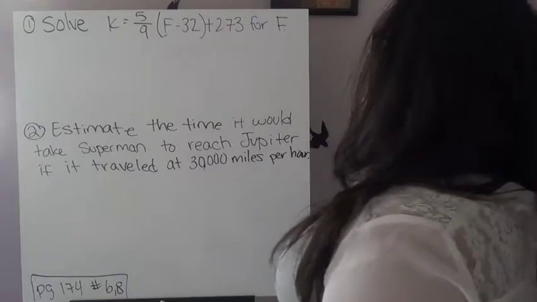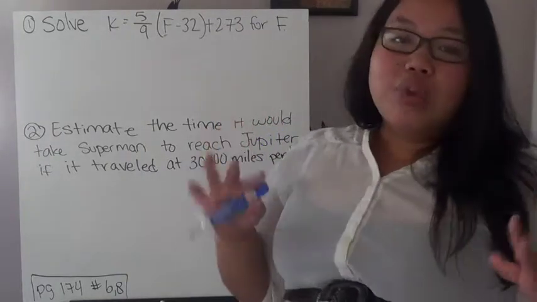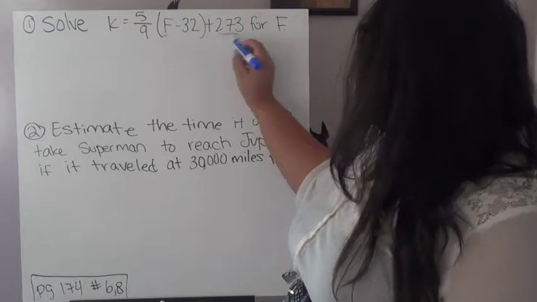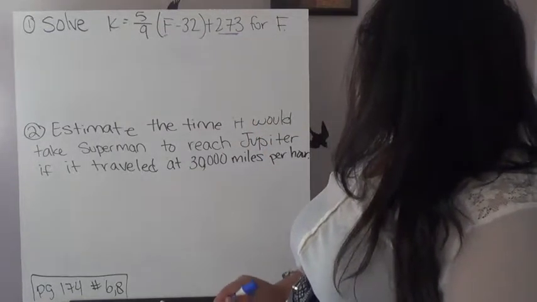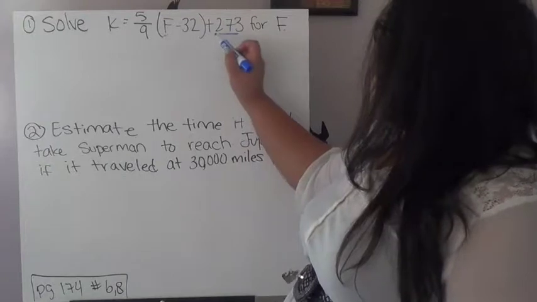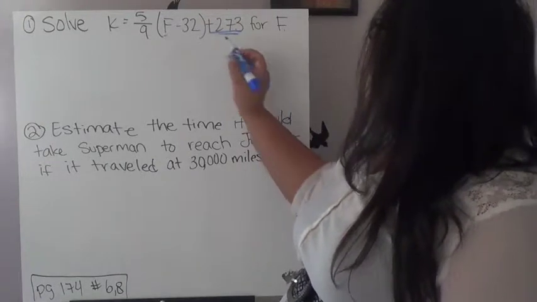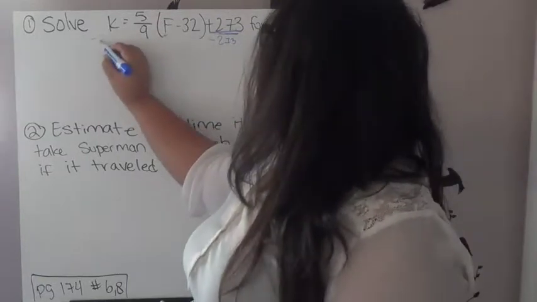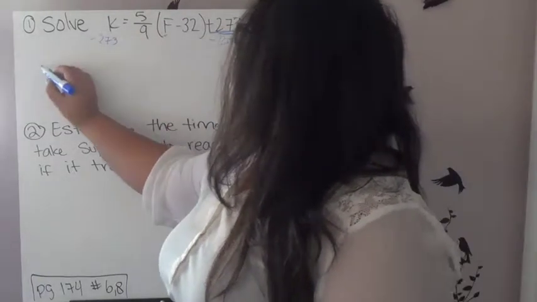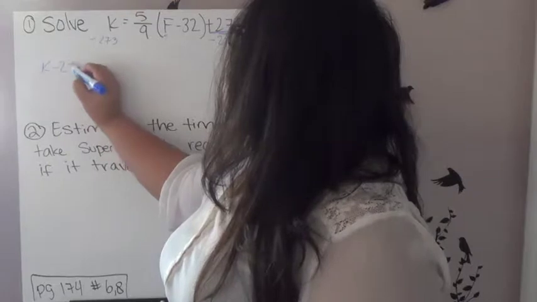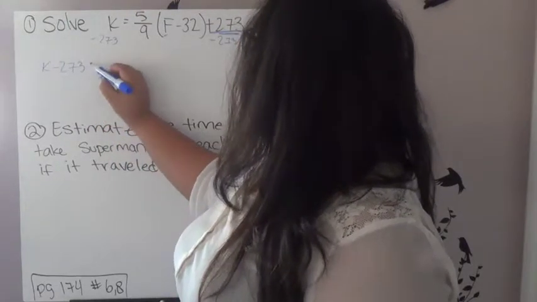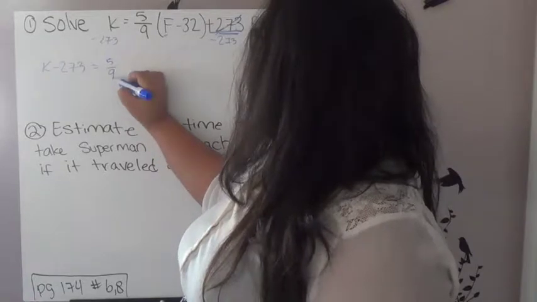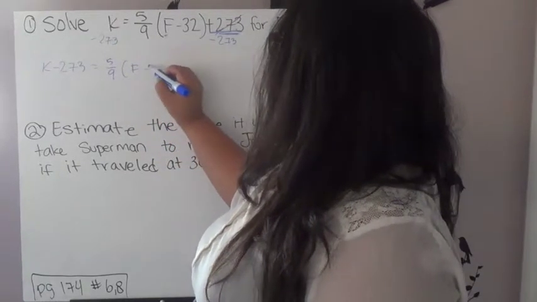Okay, so let's start. The first thing we need to do is make sure to get rid of its furthest friend. And right now its furthest friend is right here, 273, because it's being connected by a plus or minus. The opposite would be to subtract 273 on both sides of the equal sign. So what I end up with is K minus 273, right? These cancel out, equals 5 over 9 times F minus 32.